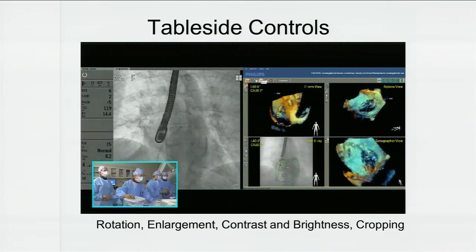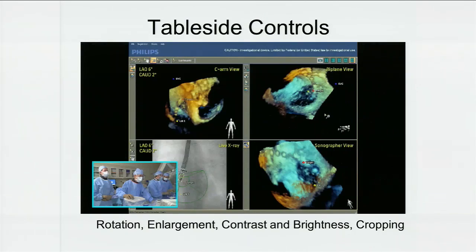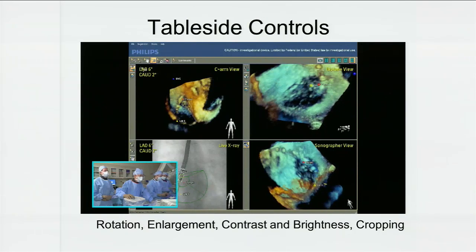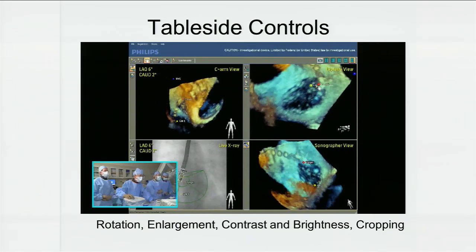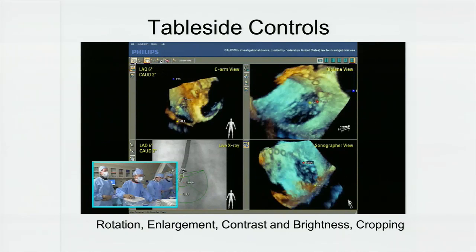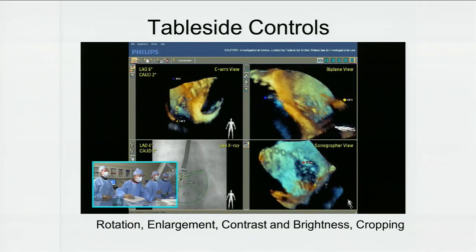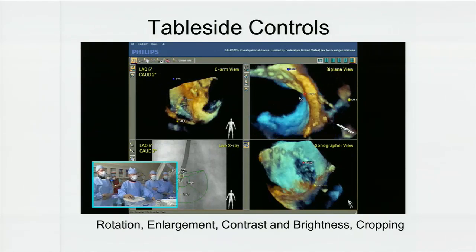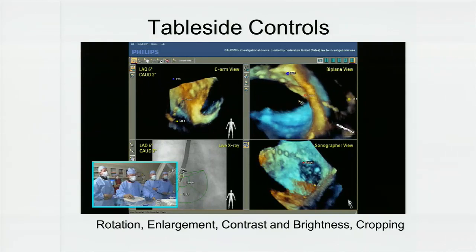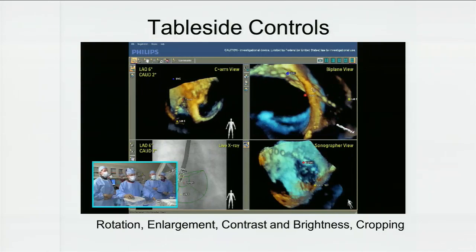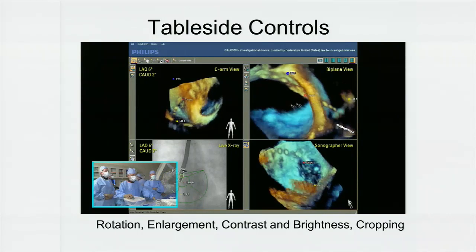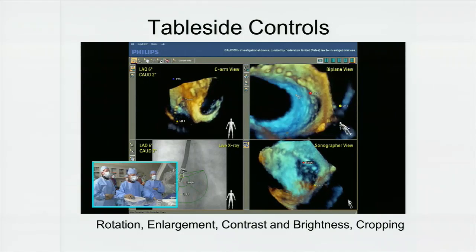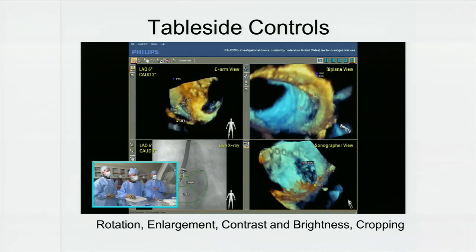So let's translate that into tableside controls of 3D ultrasound. So in this panel, what we're seeing is the ability to enlarge or shrink the image, to pan it, and to turn it. So this is after a transeptal catheterization has been performed, and we're down here using the mouse to change the perspective and to really understand where we're at in this intervention.